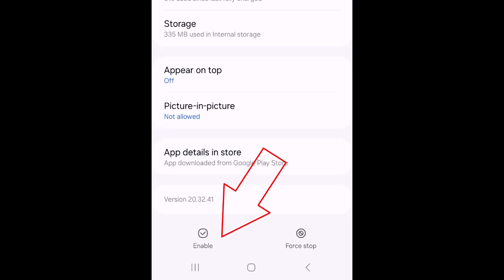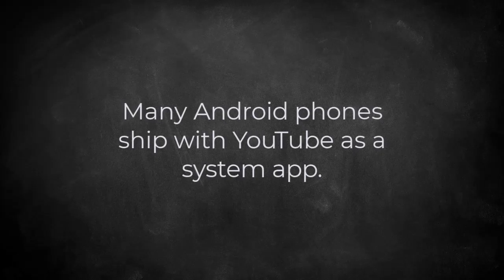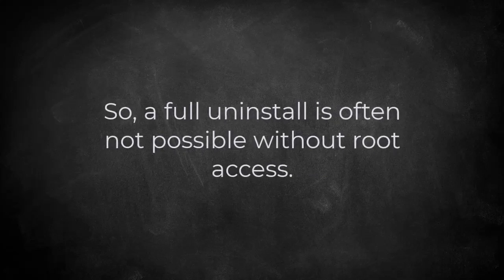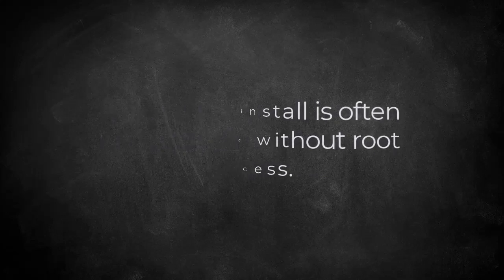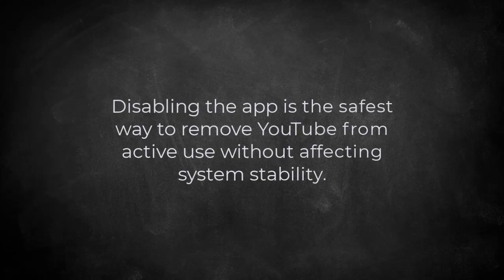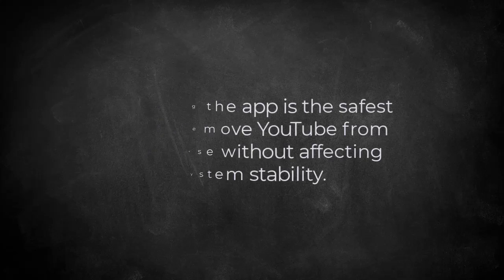Take note of the following. Many Android phones ship with YouTube as a system app, so the full uninstall is often not possible without root access. Disabling the app is the safest way to remove YouTube from active use without affecting system stability. You can re-enable or reinstall YouTube at any time via the Google Play Store if needed.